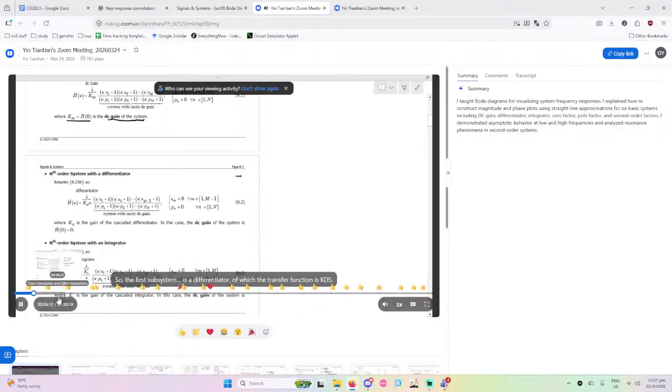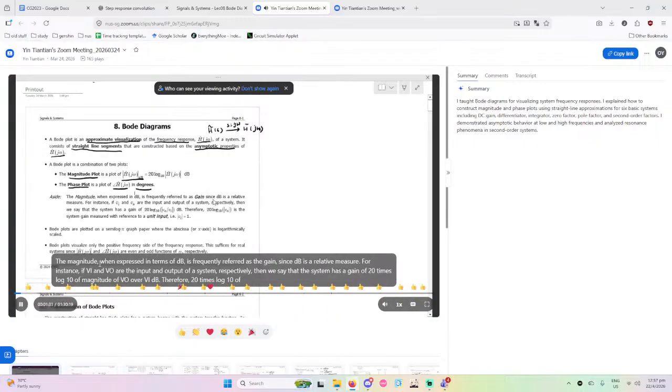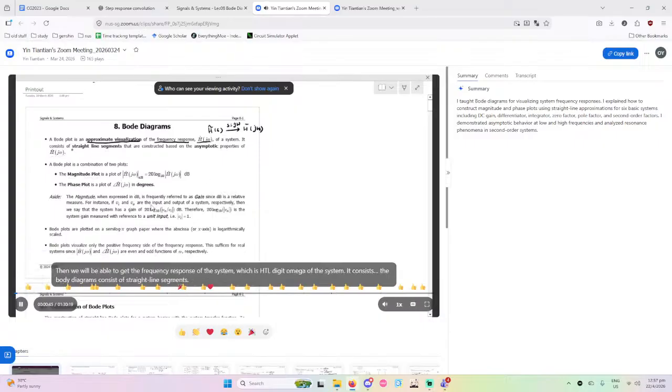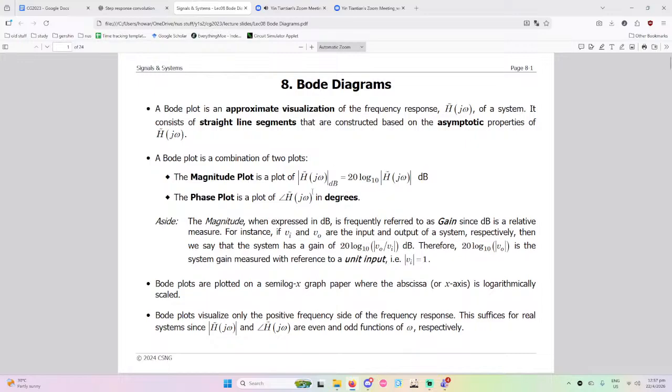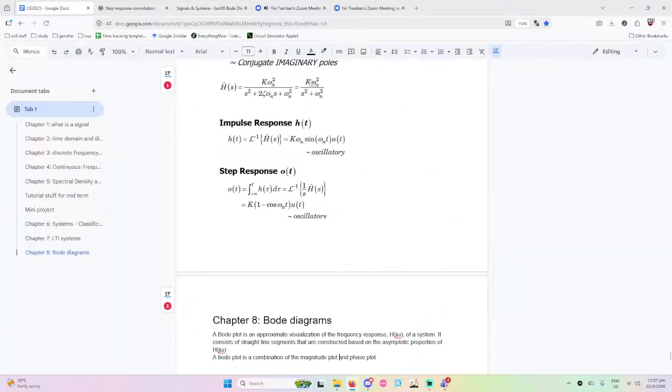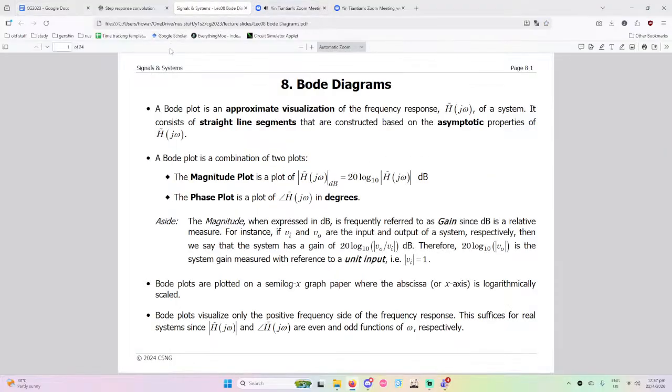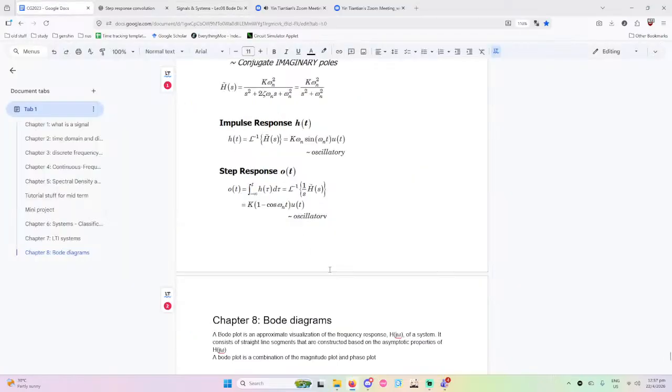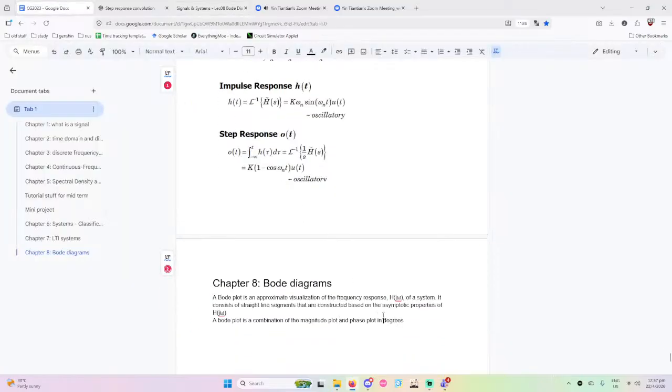The first subsystem is referred to as the gain, since dB is a relative measure. For instance, a Bode plot consists of straight line segments, a combination of two plots. The first plot is called the magnitude plot, which is a plot of the magnitude of H tilde of j omega in dB. It can be calculated as 20 times log 10 of the magnitude of H tilde of j omega dB. And the phase plot is a plot of the phase of H tilde of j omega, and the unit of it is in degrees.